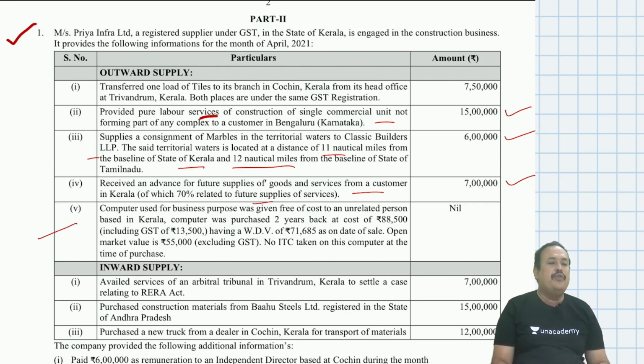5. Computers used for business purposes were given free of cost to an unrelated person based in Kerala. The computer was purchased 2 years back at a cost of rupees 88,500, including GST of 13,500, having a WDV of 71,685 as on the date of sale. Open market value rupees 55,000 excluding GST. No ITC was taken on this computer at the time of purchase. The value is nil because it was freely given.